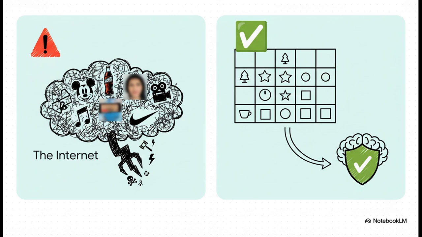Adobe, they went a completely different route. Firefly was trained only on stuff they have the legal rights to use. So think the giant Adobe Stock library, open license content, and stuff that's in the public domain. It's a clean data set from day one, built specifically to keep you out of legal hot water.